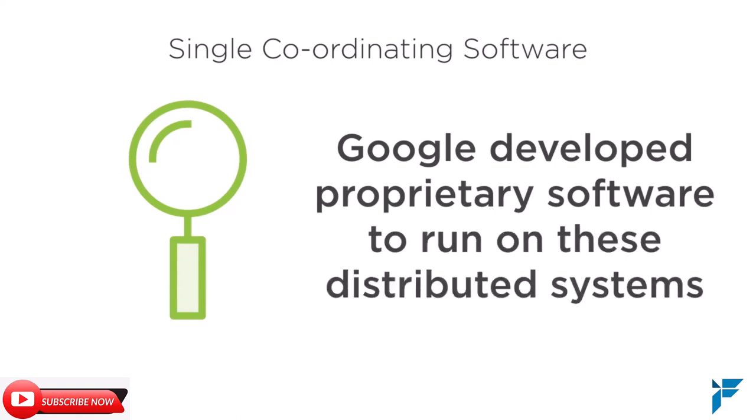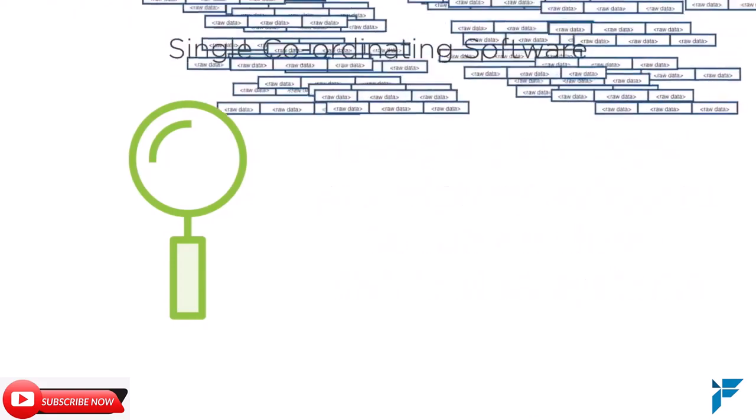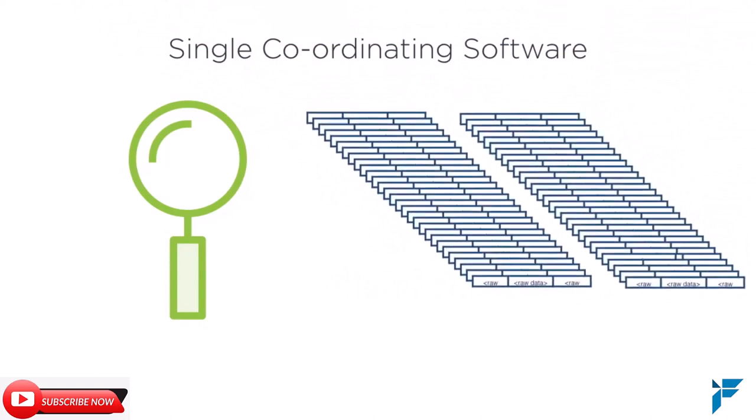That's when they realized that they'd have to build something of their own to manage all these processes which run on hundreds of thousands of machines. Google developed proprietary software to run on these distributed systems. What were the objectives of this proprietary software?